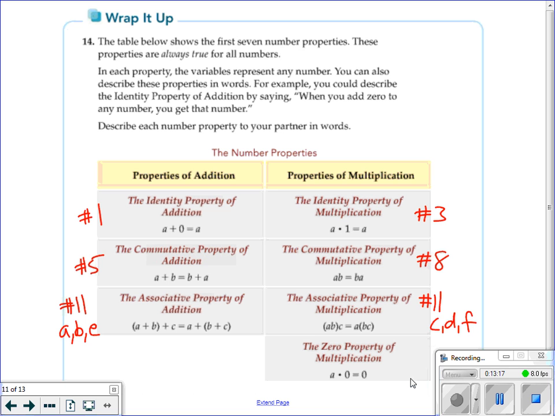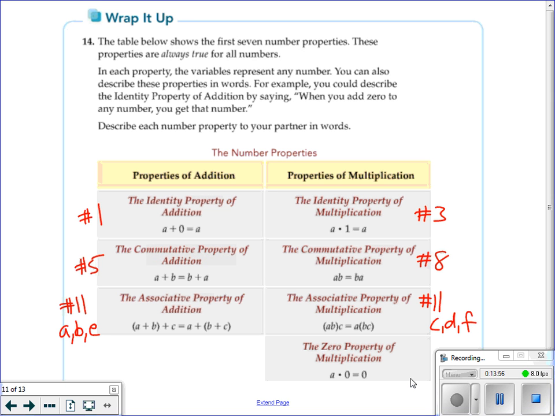So after going through all those examples, it brings us to the number properties. The examples in number 1 were examples of the identity property of addition. And that just says you can add 0 to any number and you're just going to get that same number. Moving over to the right side, under properties of multiplication, the identity property of multiplication, we did examples of that in number 3. And again, that just says any number times 1, you're going to get that same number.